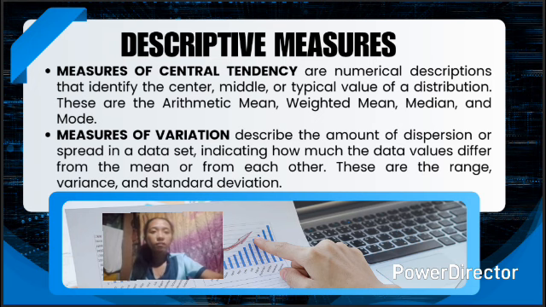Next are the descriptive measures. First is the measures of central tendency. These are numerical descriptions that identify the center, middle, or typical value of a distribution. These are the arithmetic mean, weighted mean, median, and mode. Next is the measures of variation. It describes the amount of dispersion or spread in a data set, indicating how much the data values differ from the mean or from each other. These are the range, variance, and standard deviation.